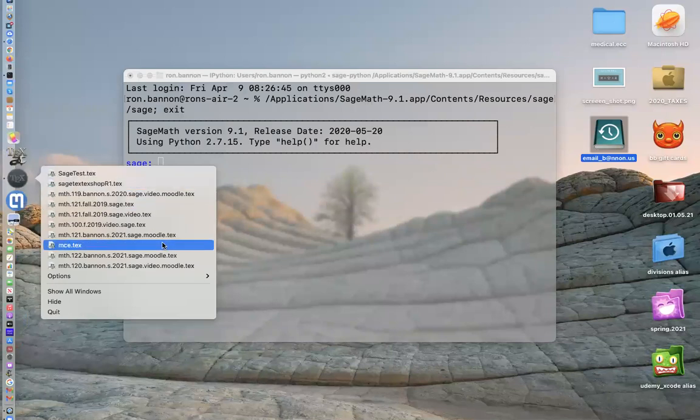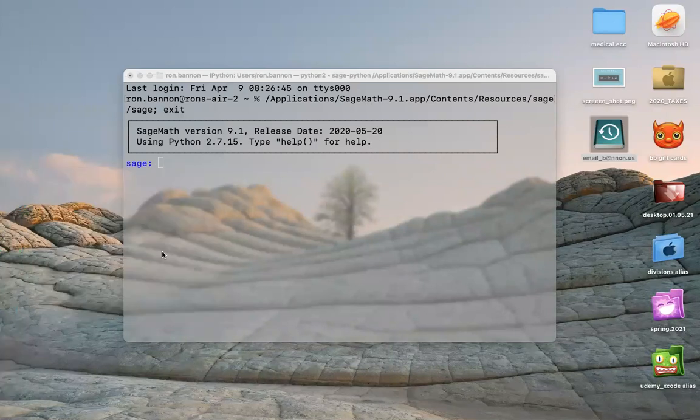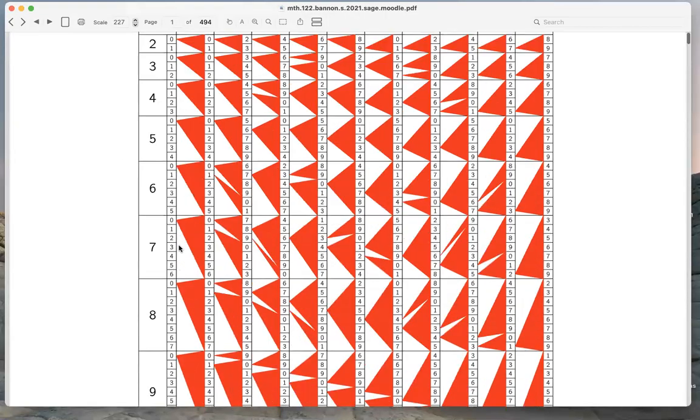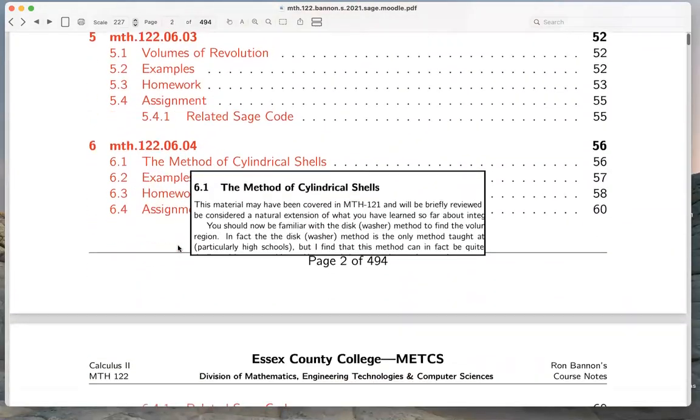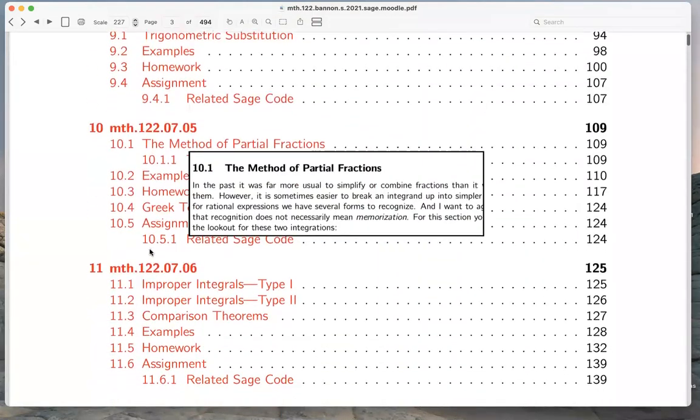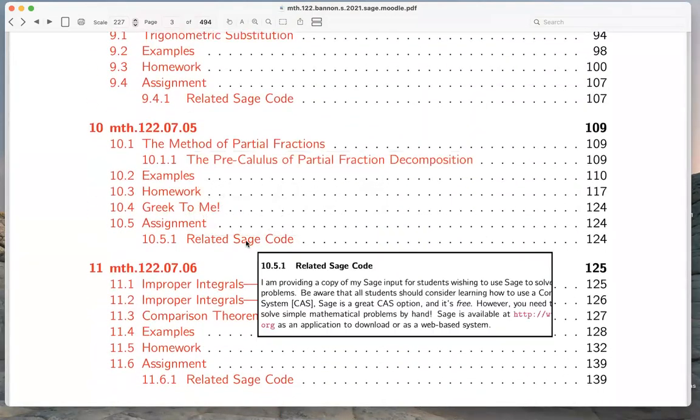We're in 122, right? And we're in section 10, which is the partial fractions. And I'm going to be talking about the related Sage code now.